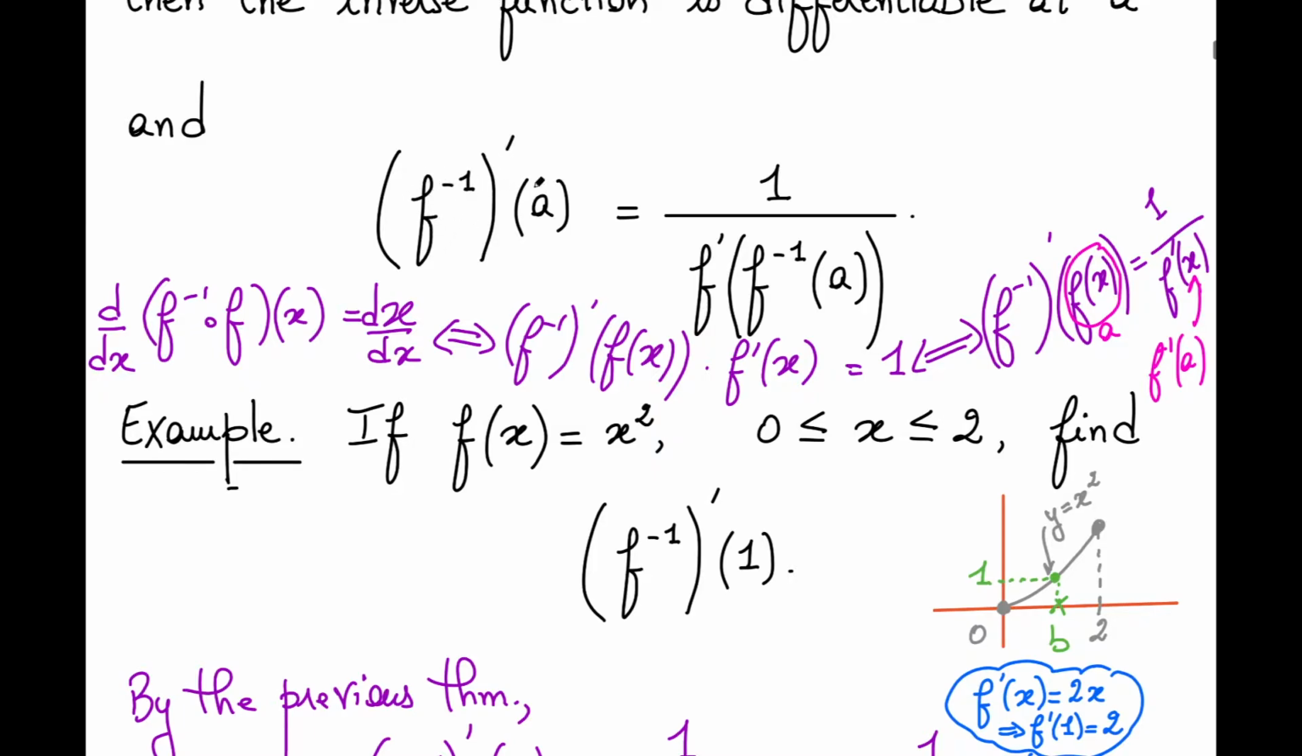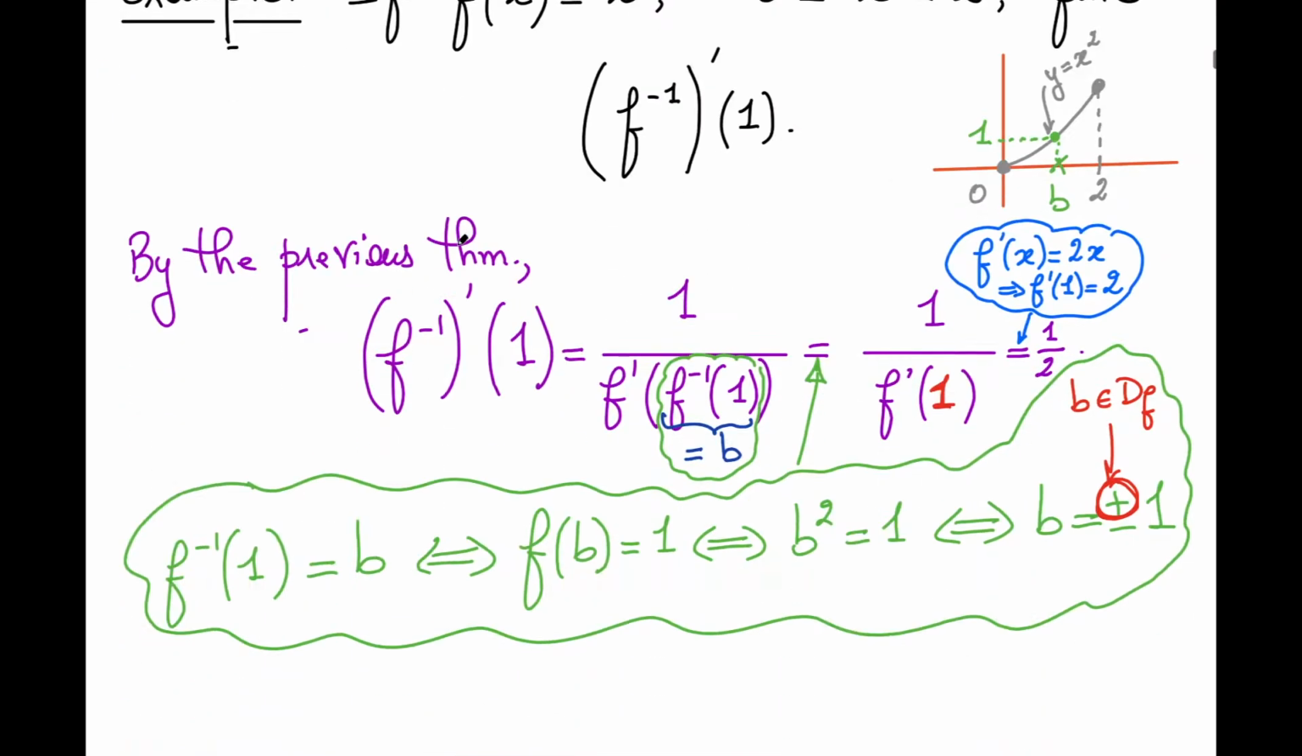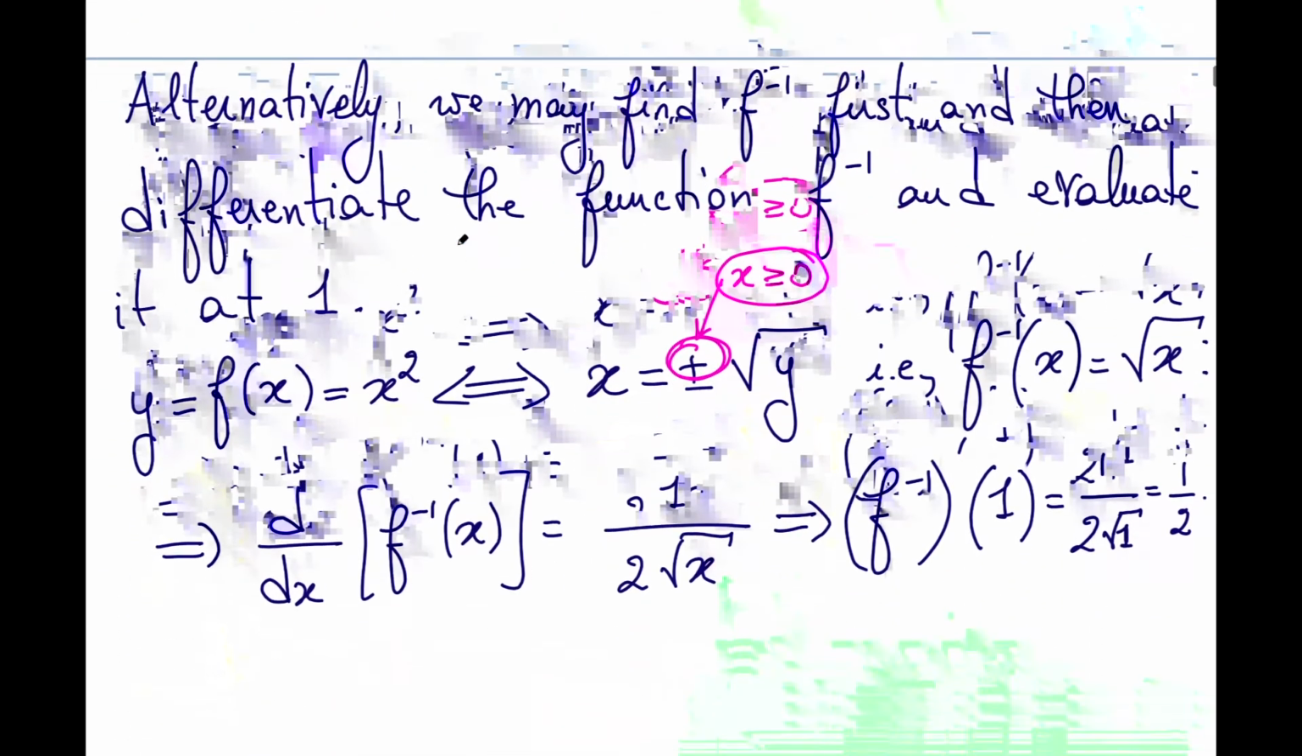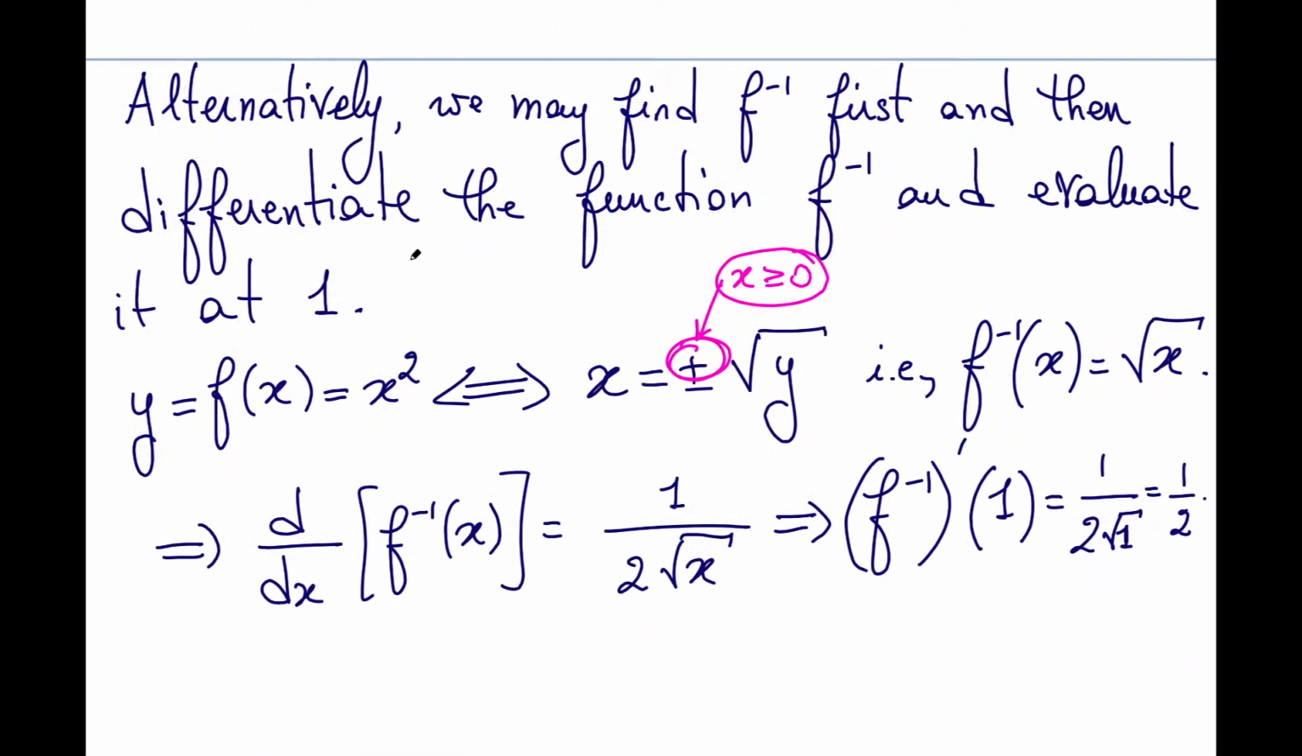This is why this theorem is powerful. It allows us to bypass the rest to find the recipe of the inverse function. And the other one, we went in a more direct approach: find f inverse, which is not hard to find here, and then differentiate it and then evaluate it. Okay? All right, so next, let's do the next one.